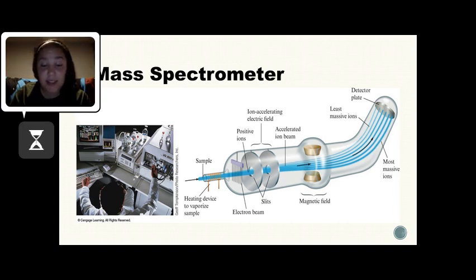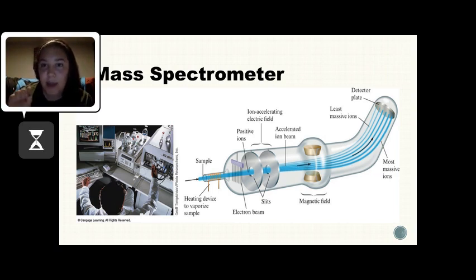The second step is acceleration, where the electric field accelerates these ions. And the third step is deflection. So the accelerated ion produces its own magnetic field, which changes the direction of the ion. So the most massive ions are going to be deflected the least.